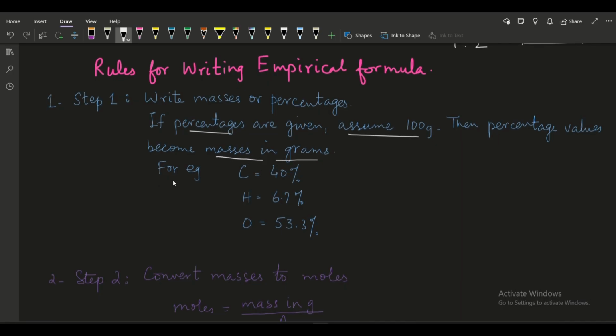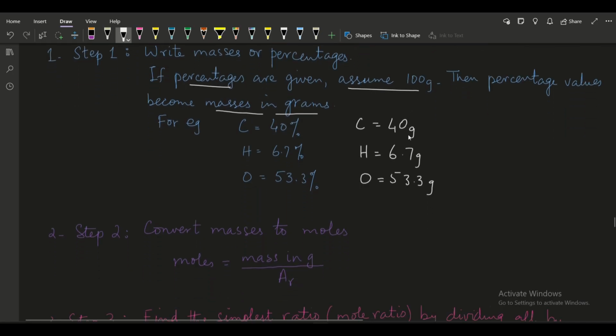Like for example, if you are given in the question like carbon is 40%, so that means that carbon will have a mass of 40 gram. Hydrogen is 6.7%, so that means hydrogen's mass would be 6.7 gram, and the mass of oxygen would be 53.3 gram. So is it clear now that we have to assume percentages as mass in gram?